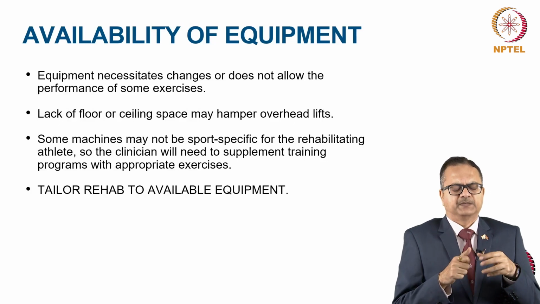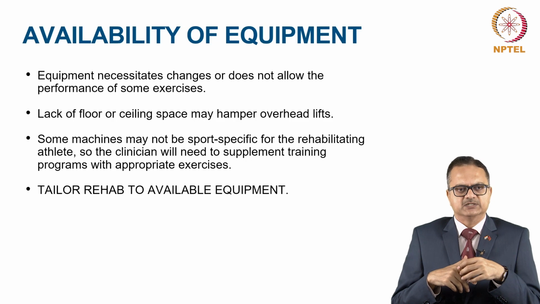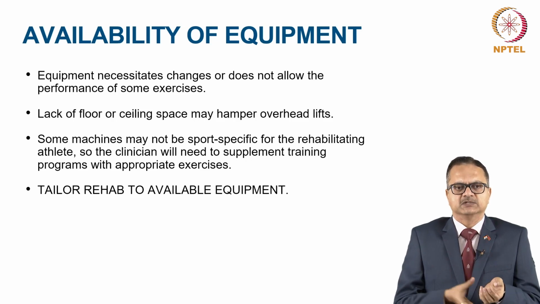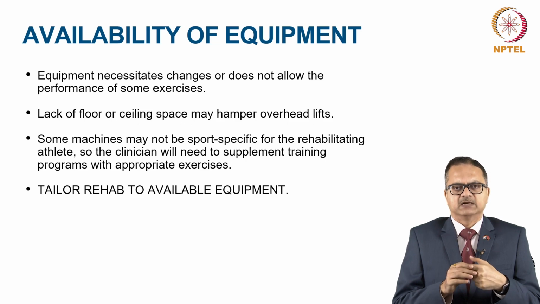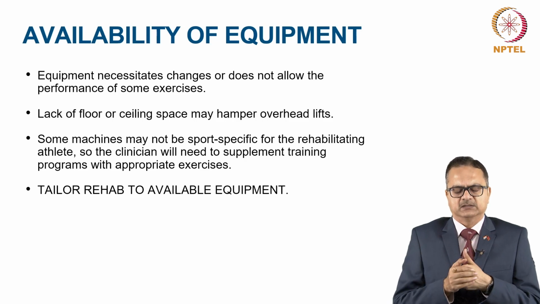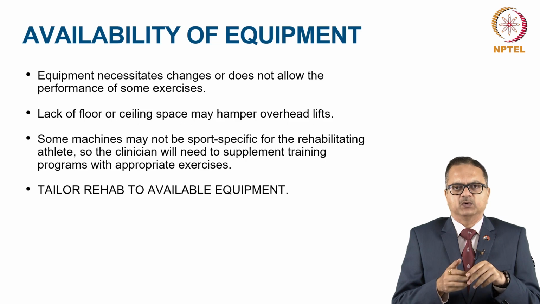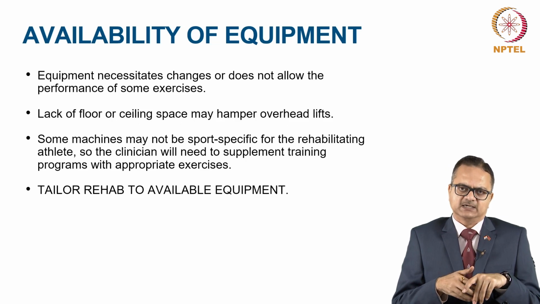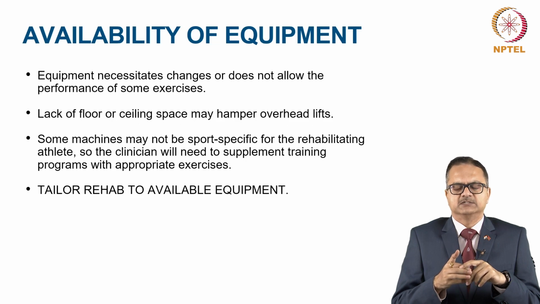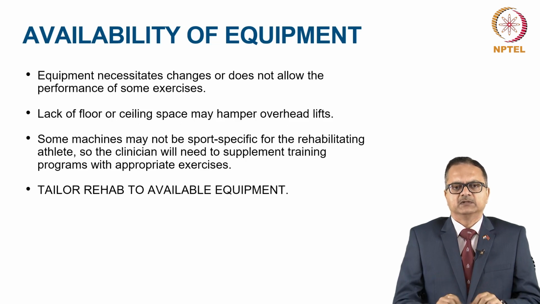Availability of equipment. Equipment necessitates changes or it may not allow the performance of some exercises. Lack of floor or ceiling space may hamper overhead lifts. Some machines which are available to you may not be sport specific for that particular athlete. So you may need to supplement training programs with the appropriate exercises. If you feel that this particular gym is not able to give your athlete the sport specific drills which are required, you may need to give sport specific free hand or other own body weight exercises.